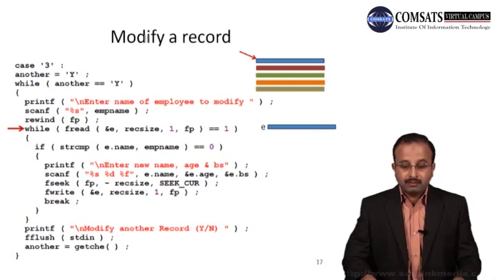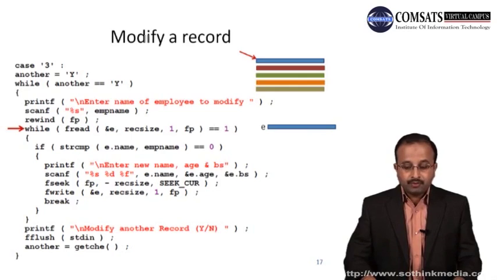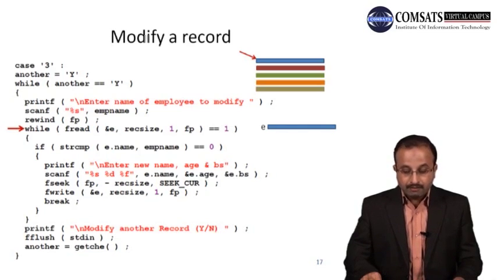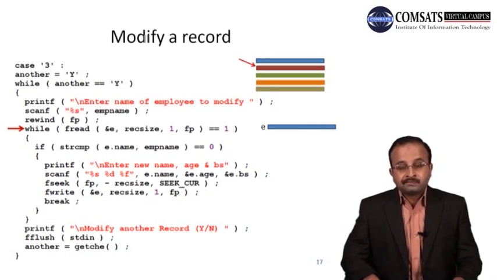In the space that was allocated to E, you will get record number 1, and after reading the record, the file pointer points to the next record. So after reading this record and writing it in E, the file pointer points to the next record in the file. And then we have an if condition.